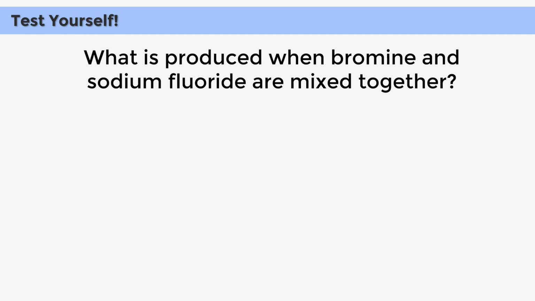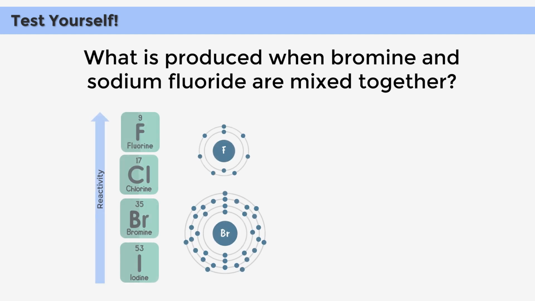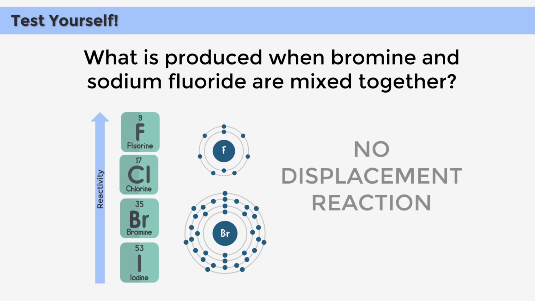Let us recall what we just learned and apply our knowledge in the following situation. According to the halogen displacement rule, a more reactive halogen will displace a less reactive halogen from a solution of its ions. So, what is produced when bromine and sodium fluoride are mixed together? Since fluorine has the highest reactivity out of the halogens, bromine cannot displace fluorine from sodium fluoride.